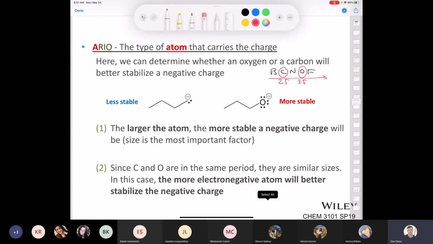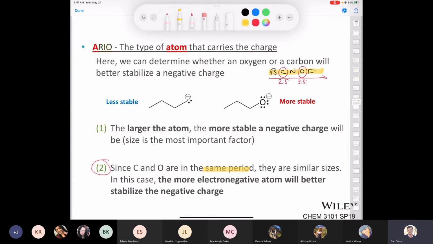Now, that is actually summarized in this point right here. Since carbon and oxygen are in the same period, they're similar sizes. I mean, the oxygen's a little smaller, but they're close in size. The more electronegative atom is going to better stabilize that negative charge. Now, if you're just thinking, hey, all I have to do is look at electronegativity and hot dog, we have a wiener. There we go.